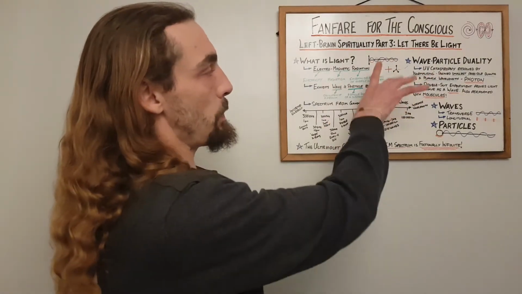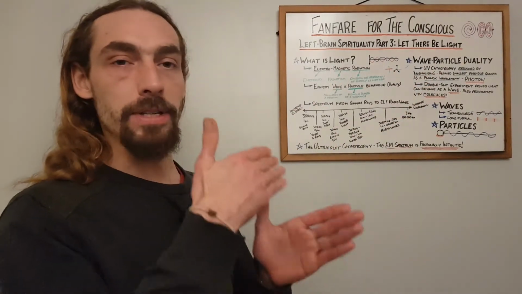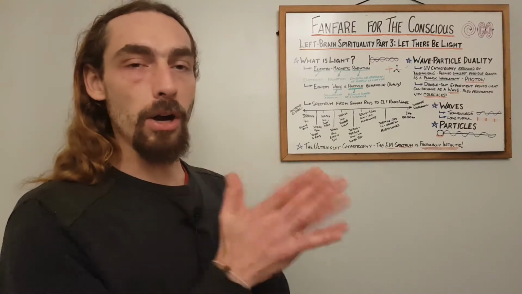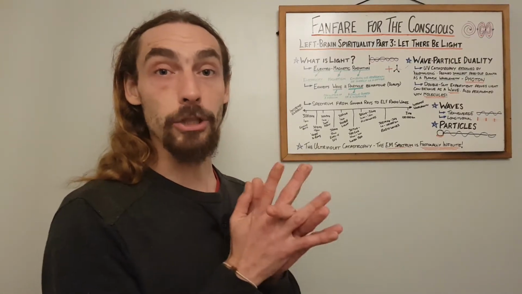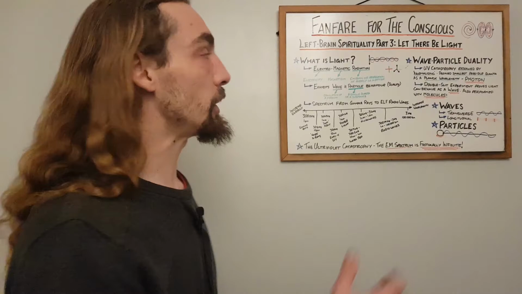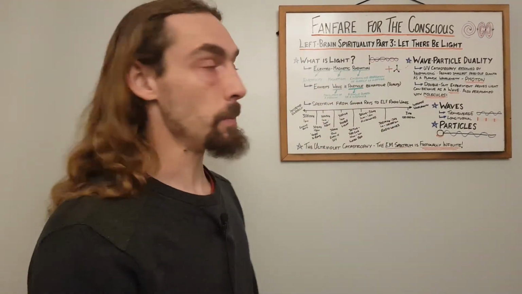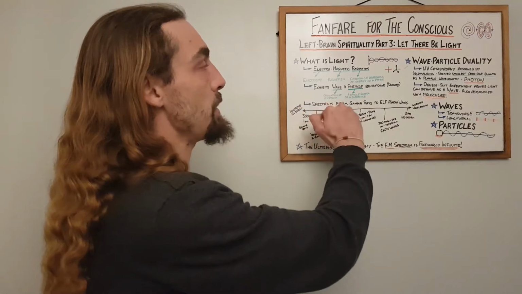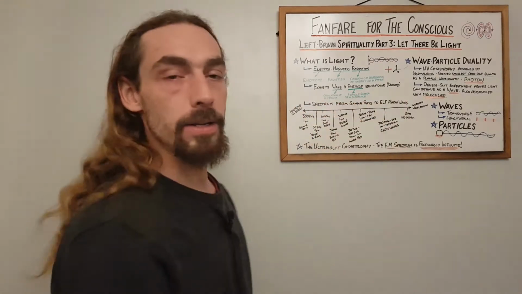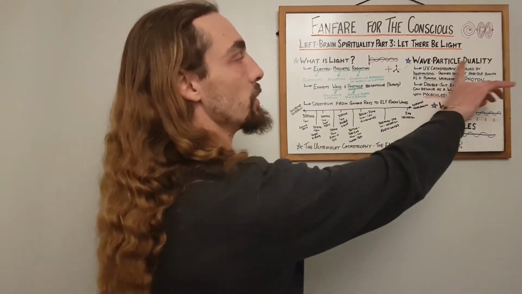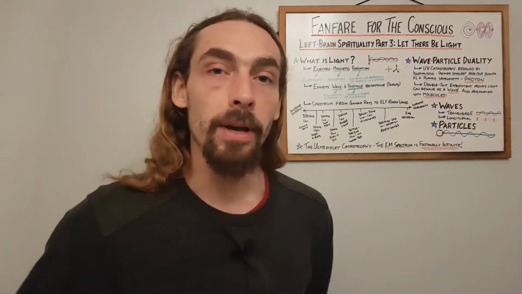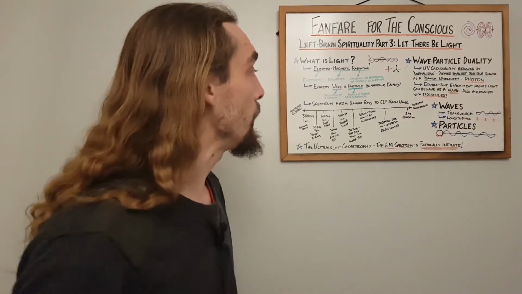So that's the basic idea. It's got an electric current and a magnetic current which are oscillating perpendicular to each other and moving in a given direction, and that gives you the idea of what light itself is. And it exhibits both wave and particle behaviour, and this is the wave-particle duality, which we will cover in the second half of the video.